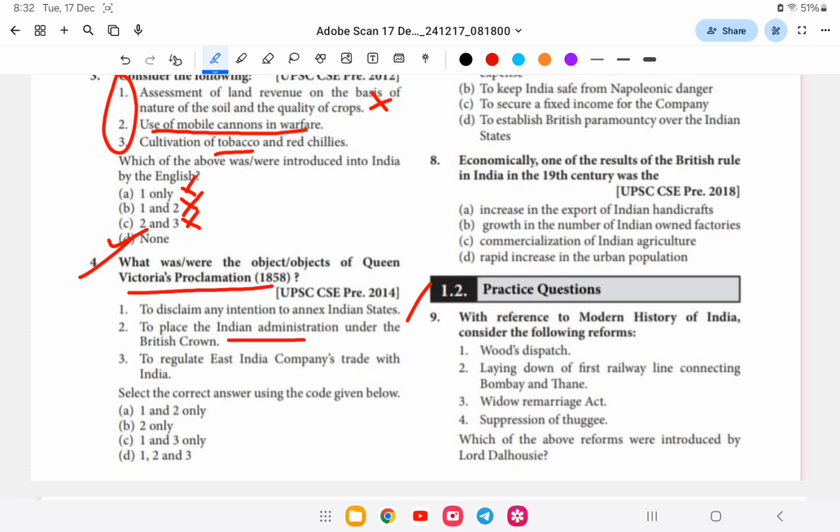Next, to regulate East India Company trade. This is not viable because the East India Company was totally dismantled. There was no dealing with the East India Company because by that time everything was under the British Crown. So 1 and 2 is correct, not 3. So option number A is the correct answer. I hope you're clear. Let us go to the next question.